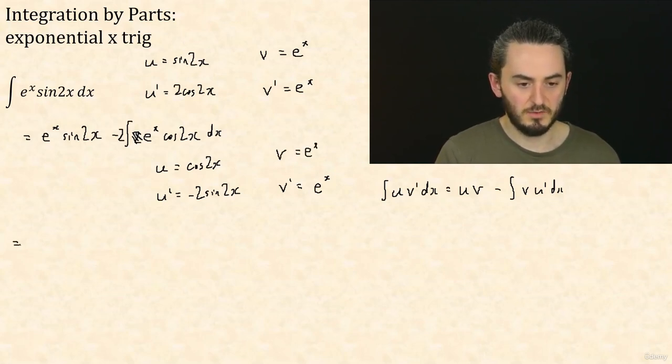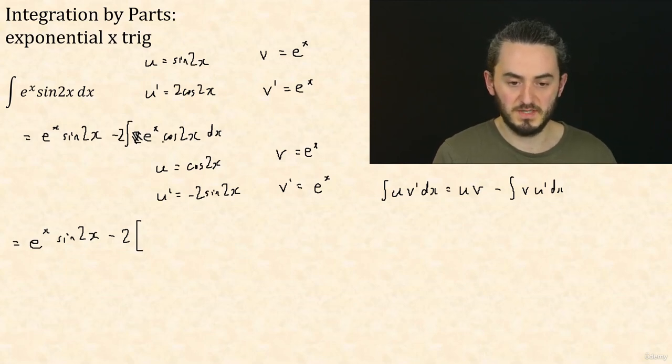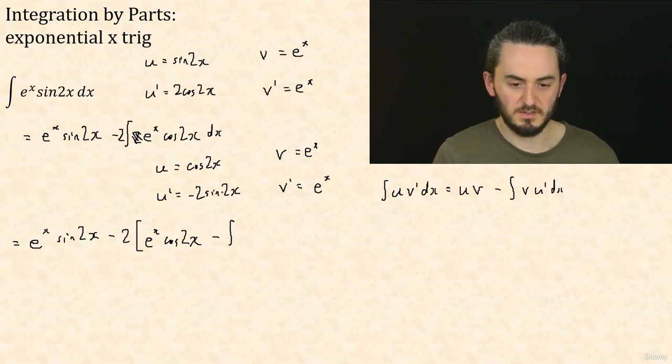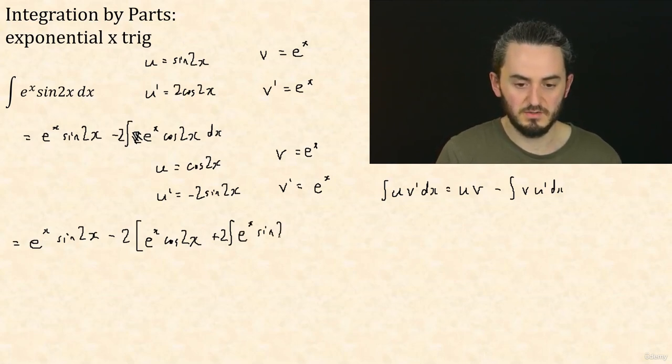So what do we have now? We've got e to the x sine 2x minus 2, big bracket. Now integration by parts on this stuff. So it's uv, so that's e to the x cos 2x minus the integral of v u dash. So, okay, that's e to the x sine 2x, and there's a minus 2. So I'll just make that a plus 2 here. So minus minus, and then the 2 factorized out, leaving me with e to the x sine 2x.